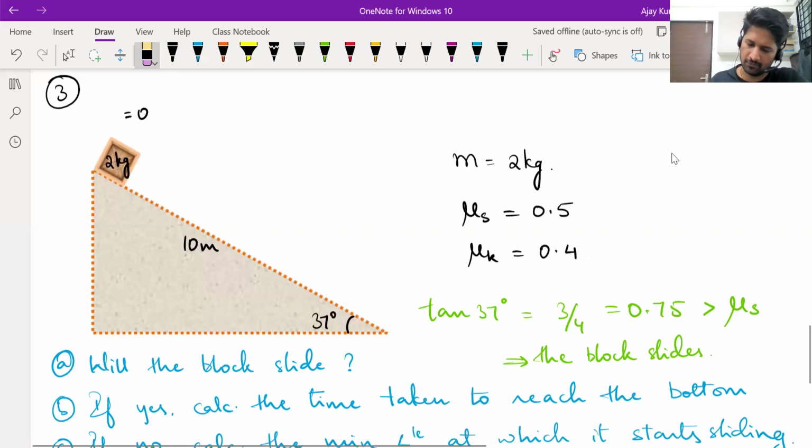Okay, Pawan, tell me what forces act on the block? Sir, normal and mg sin theta. Why are you so particular about normal? Why not the other forces? What will happen to mg cos theta?